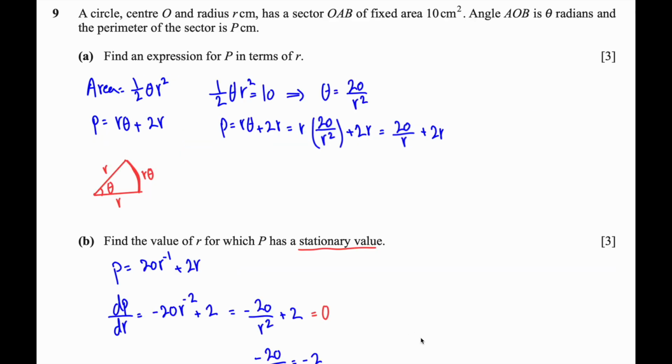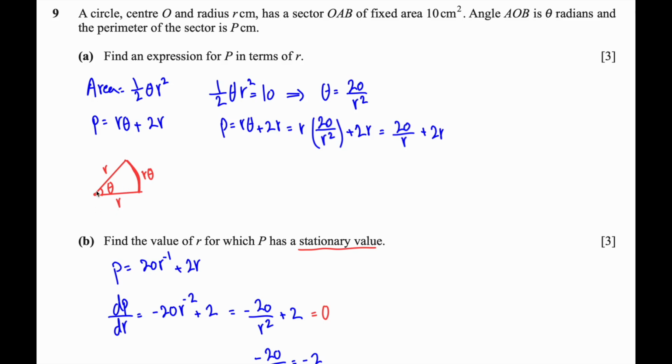Question number 9. A circle center O and radius r centimeter has a sector OAB of fixed area 10 centimeters square. Angle AOB is theta radians and the perimeter of the sector is p centimeter. Find an expression for p in terms of r.